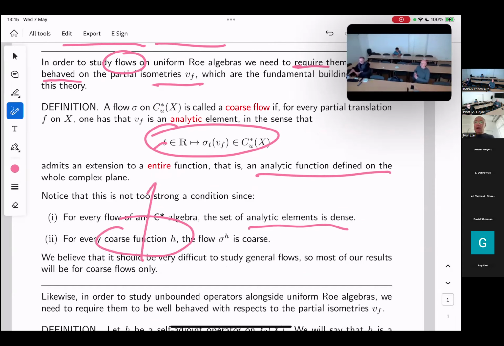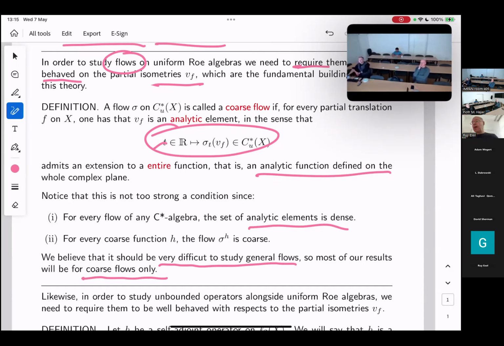Okay, so as I said, we believe it should be very difficult to study general flows, so we will be looking at coarse flows. So our hypothesis will have coarse flow here and there.